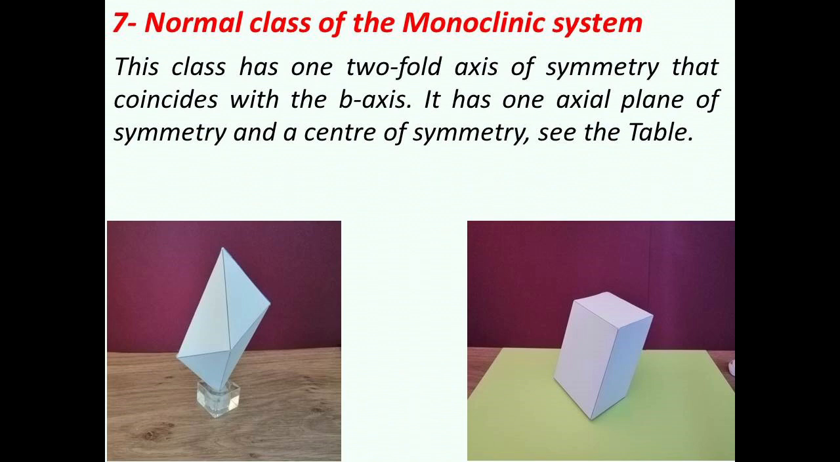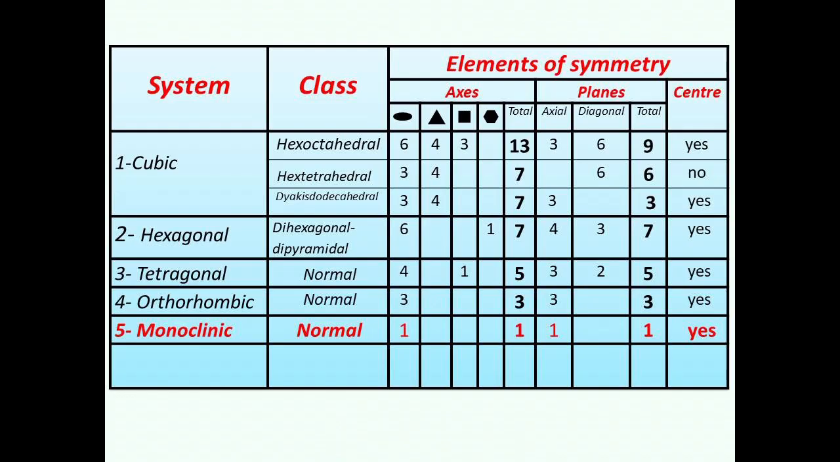7. Normal class of the monoclinic system. This class has 1 2-fold axis of symmetry that coincides with the b-axis. It has 1 axial plane of symmetry and a center of symmetry.